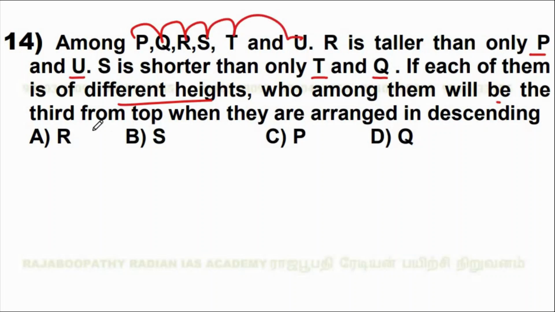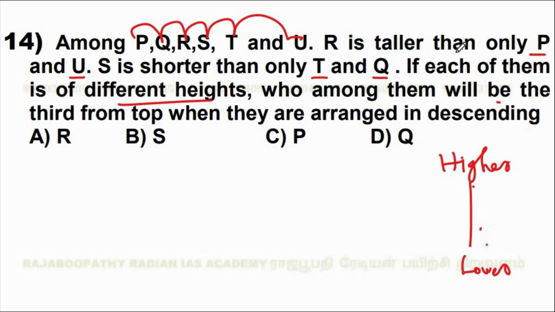Who among them will be the third from the top when they are arranged in descending order? Descending means higher to lower. Ascending means lower to higher. So descending means top is higher, here lower. You have to arrange and answer this question. Who will be the third from top when they are arranged in descending order? Third from top. Take your time. What is the answer?